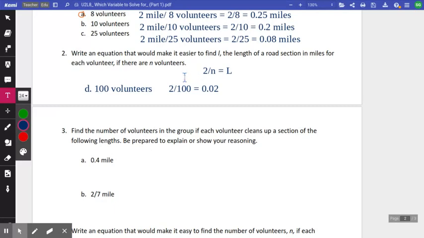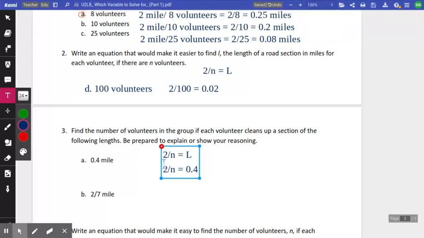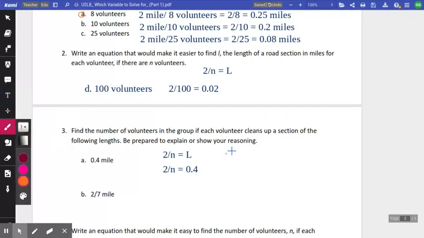Well, I'm going to use this equation we had calculated earlier to help us figure this out. Before, we had said 2 divided by N equals L. 2 divided by the number of volunteers equals the total length each person cleans. We're given that length this time around. So I've got 2 divided by N equals 0.4 miles. You can try to figure this out by saying, well, 2 divided by what number is going to give me 0.4? Or you can treat this as an equation that you want to solve. If I wanted to solve the equation 2 divided by N equals 0.4, I'm just going to change the way it looks to 2 over N equals 0.4. That's just a preference of mine.